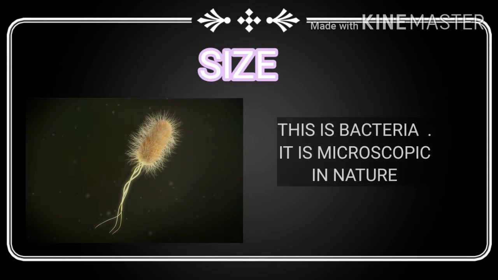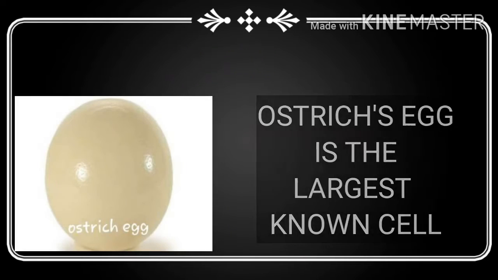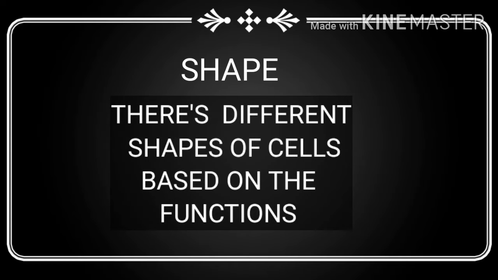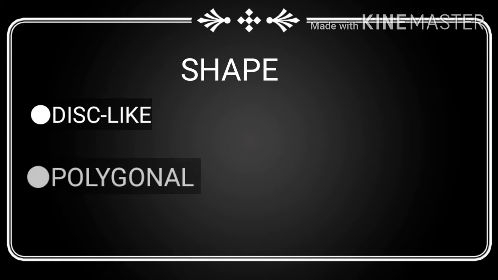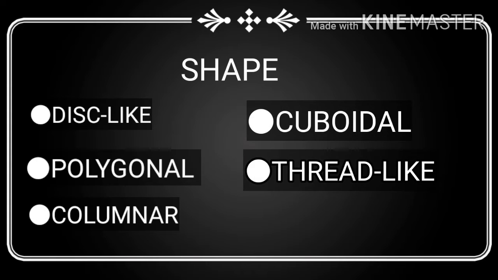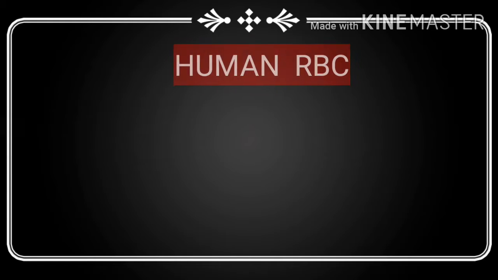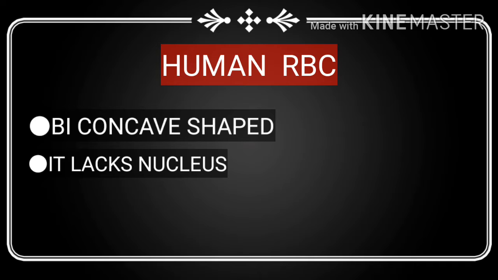Next comes the size. The cell size can vary from being very small, which is microscopic, to very large. Next comes the shape of the cell. The cells could be of various shapes according to their functions. They may be disc-like, polygonal, columnar, cuboidal, thread-like or even irregular. Human blood cells are round and biconcave and they lack a nucleus.